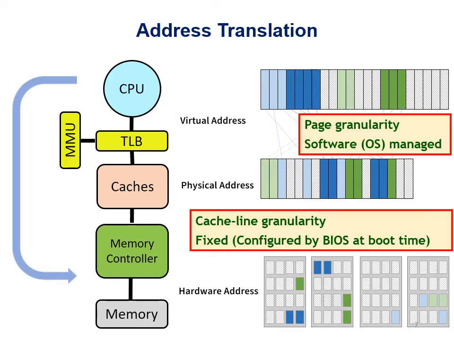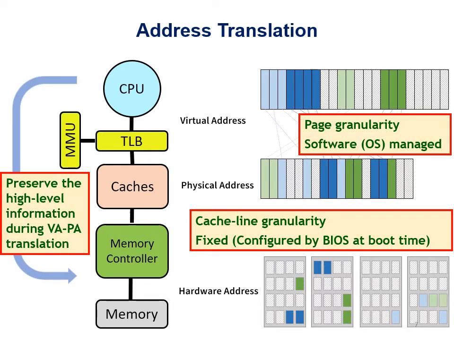Hence, to improve the MLP utilization, we propose to preserve the high-level information during the VA to PA translation, and use that information to guide the PA to HA translation to achieve fine-grained control that is guided by the software.